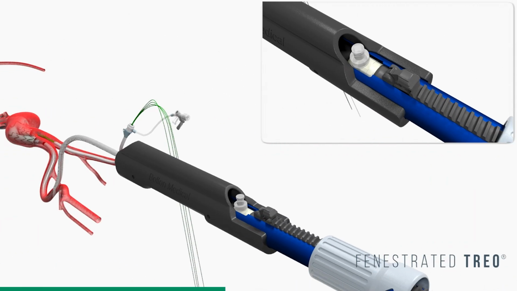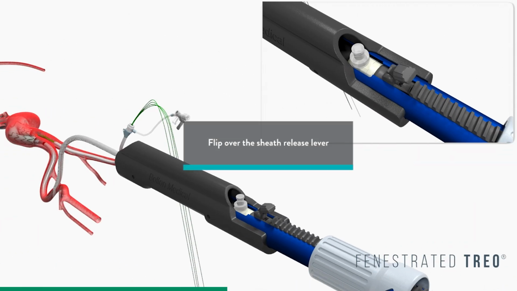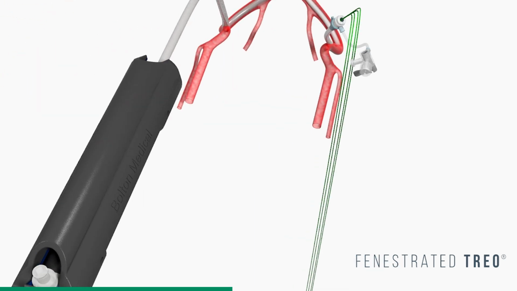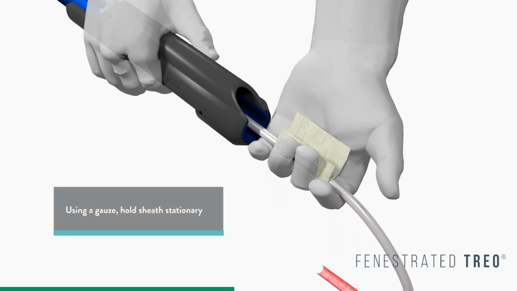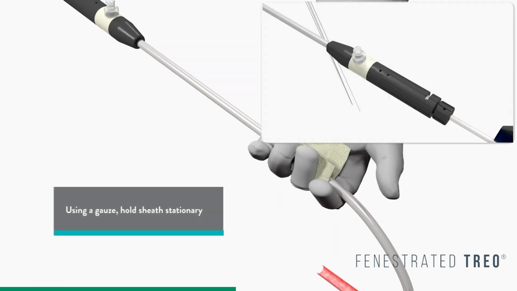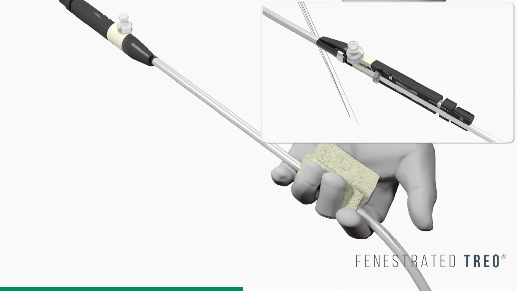To release the sheath from the delivery system, completely flip over the sheath release lever until it clicks into place. Using gauze to hold the main sheath stationary, continue to slide the main handle away from the main sheath as the sheath hub assembly disconnects from the handle. A passive seal blocks blood flow from the back of the sheath as the main handle pulls away.